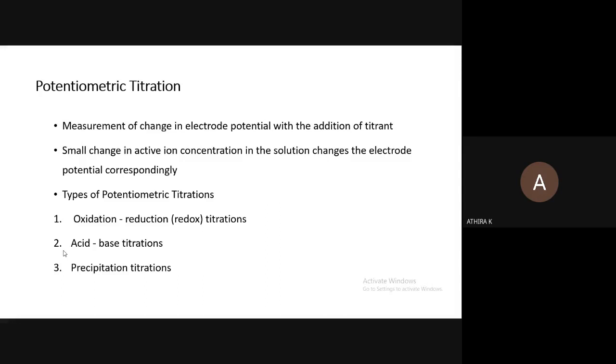Yes or no? You know acid-base titration. Okay. Okay, then we can discuss acid-base titration.